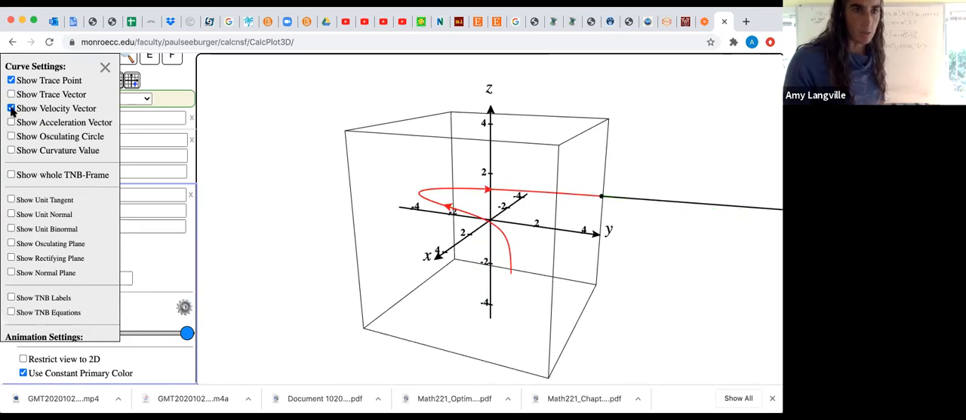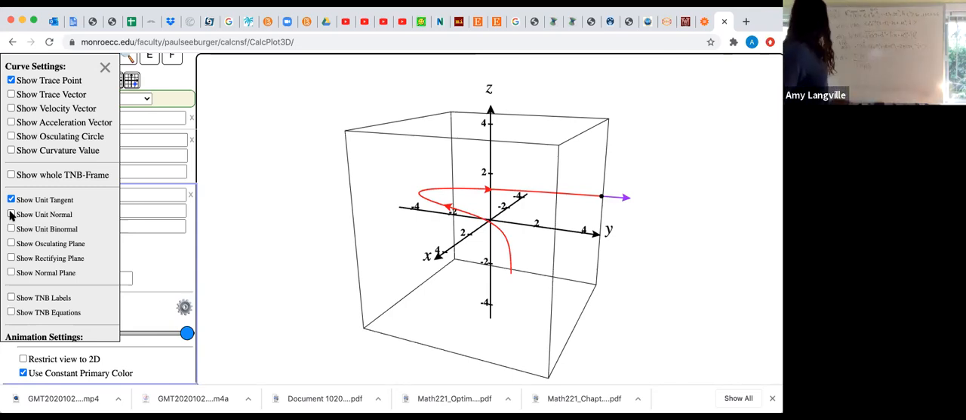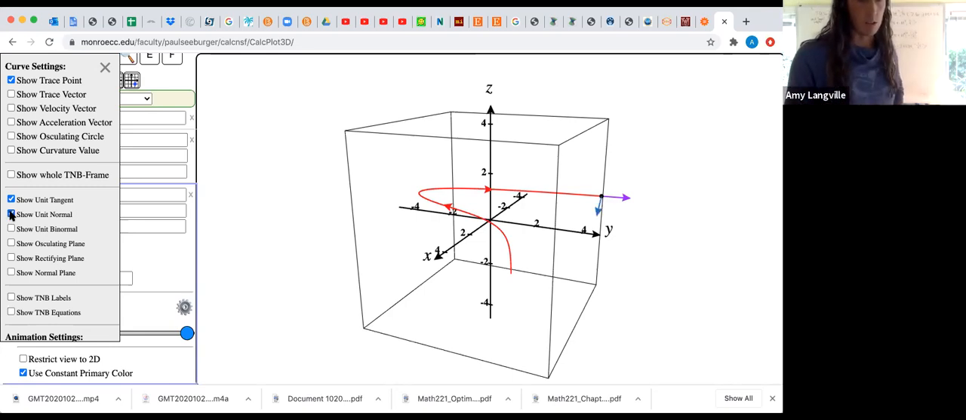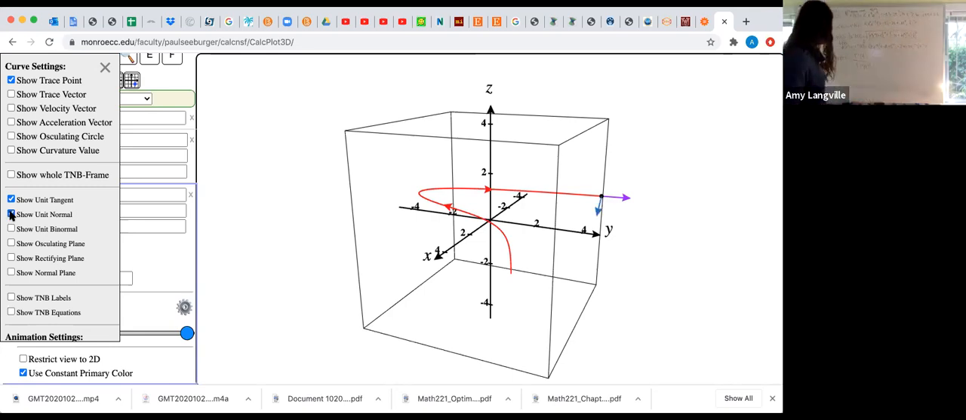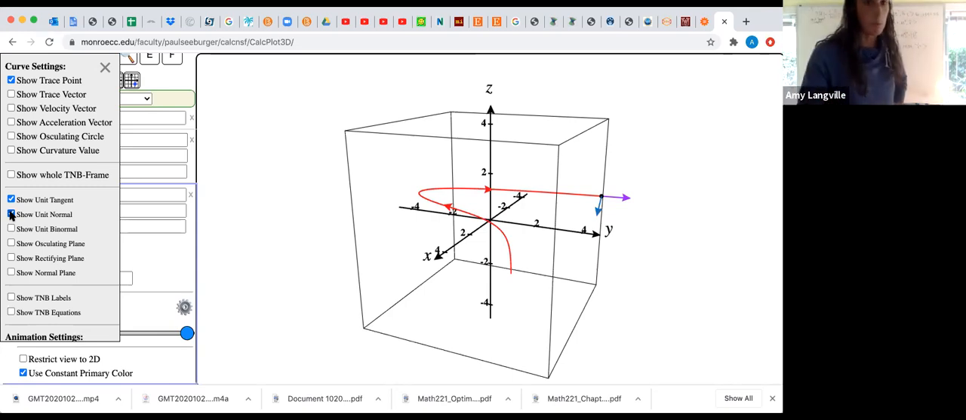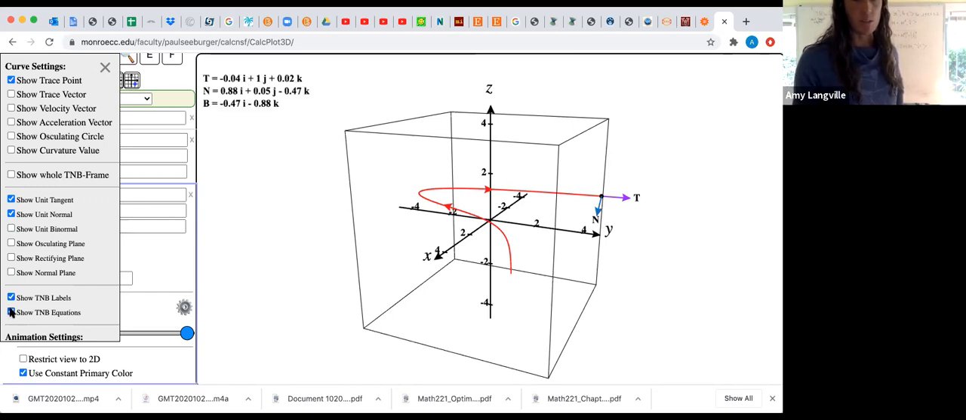Okay, let's take those off for a moment though and show our unit vector. Unit tangent vector is just the velocity vector shrunk to have length 1. That's also called the capital T. So we have lots of different notation as the capital T of t. And let's show our capital N of t, our unit normal vector. And let's show the labels on those. So one's in purple, that's the T tangent vector. The normal vector is in blue. And if we want, we can also show those equations, which is helpful.